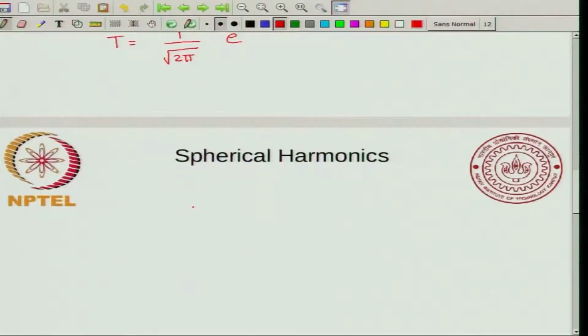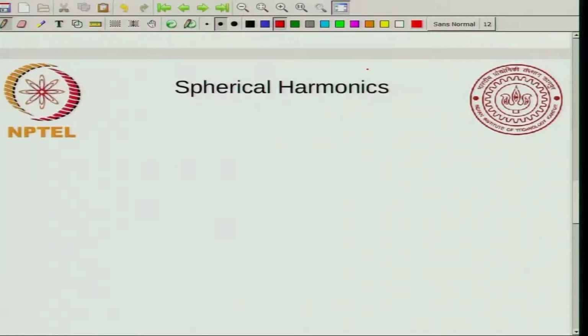So we are going to substitute y. I can write y of theta phi is equal to S of theta times 1 by root 2 pi e to the i m phi. Okay, when I substitute this form of y into the eigenvalue equation for L square, what I will get is the following.